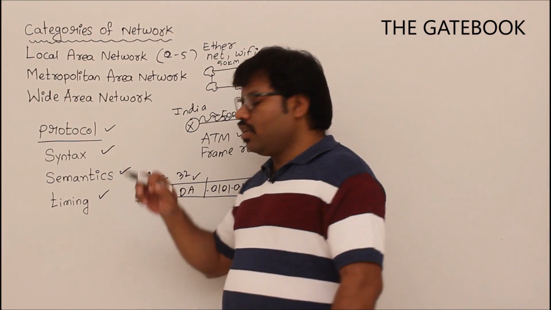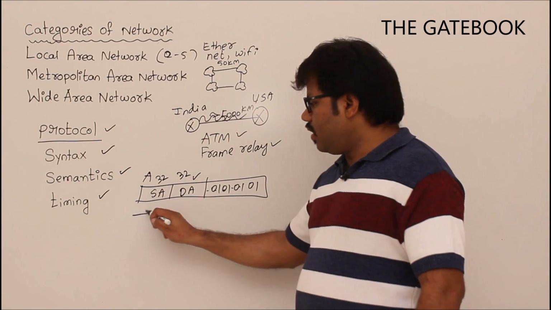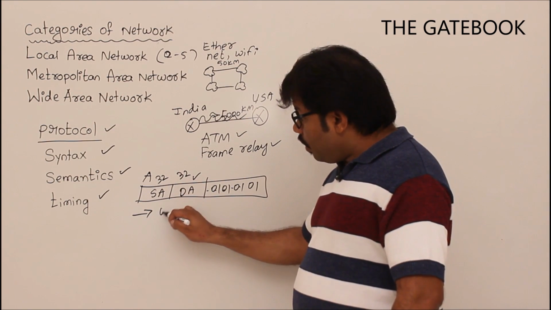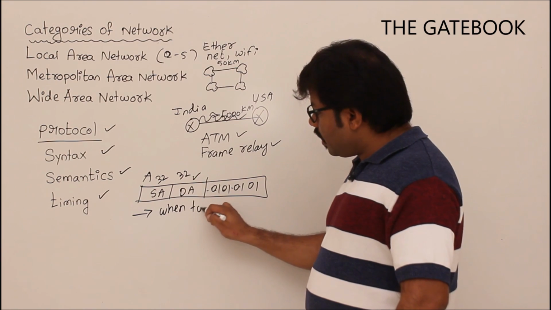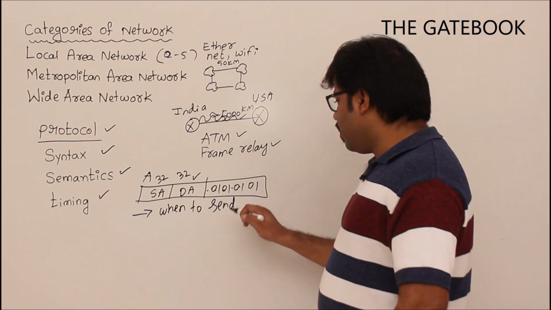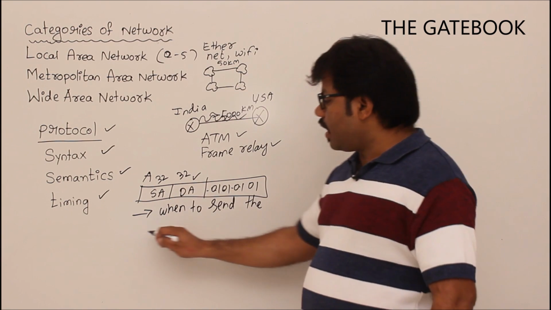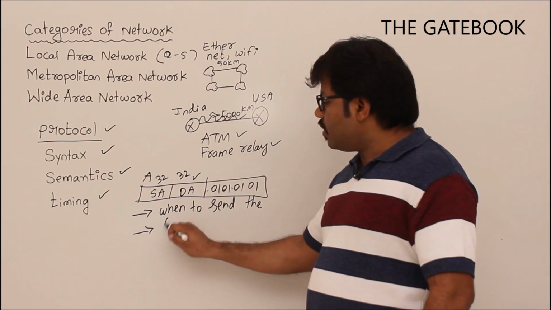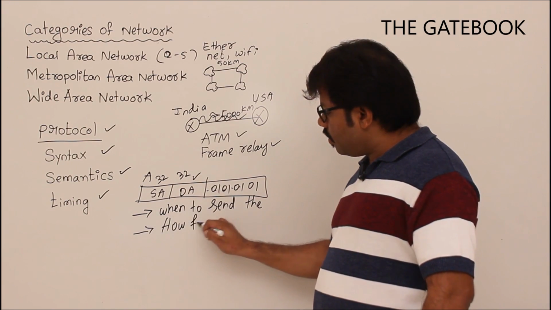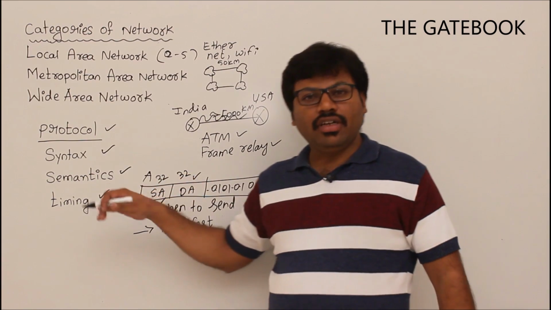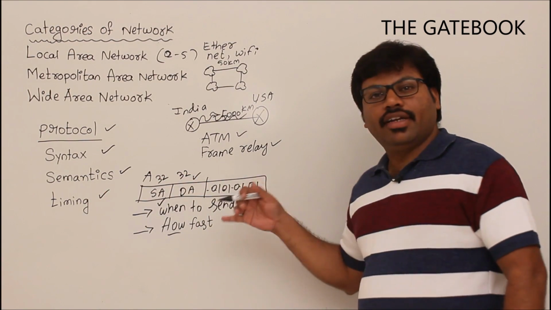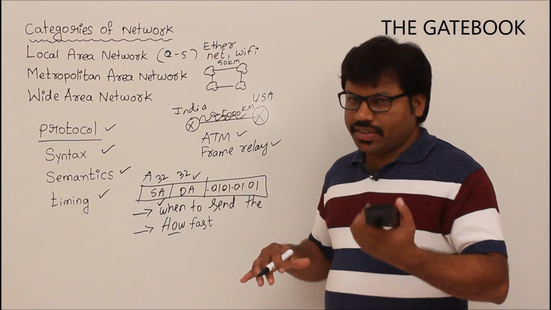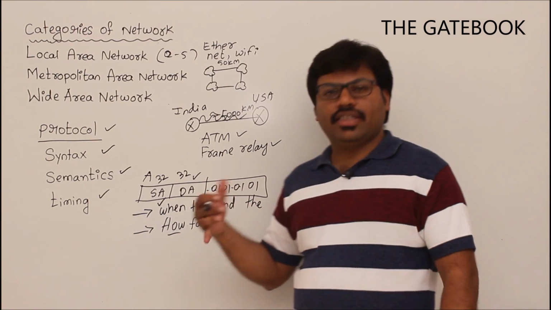Third one, timing. Timing is about two things. One is when to send the data, because the receiver should be ready, right? Second thing, how fast we can send. So the protocol has to specify the timing, like when to send the data. If the device is not ready, we should not send. Second thing, how fast we can send the data.